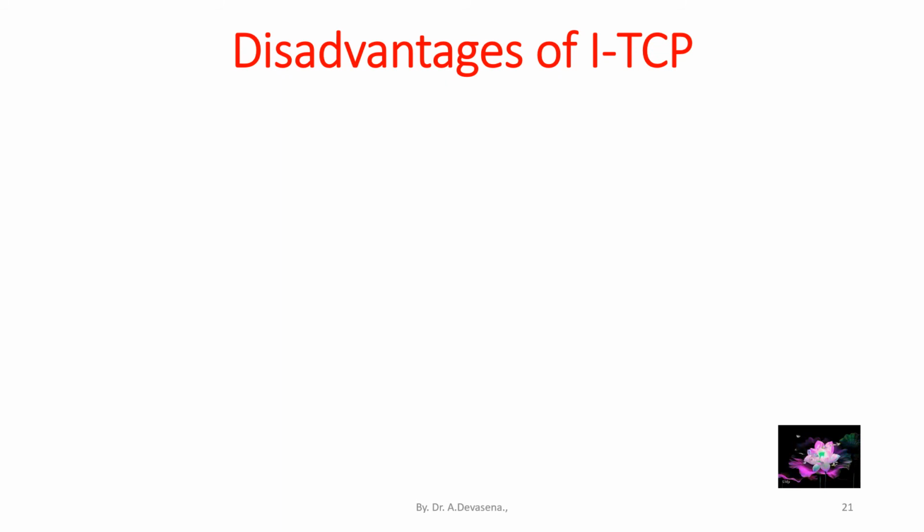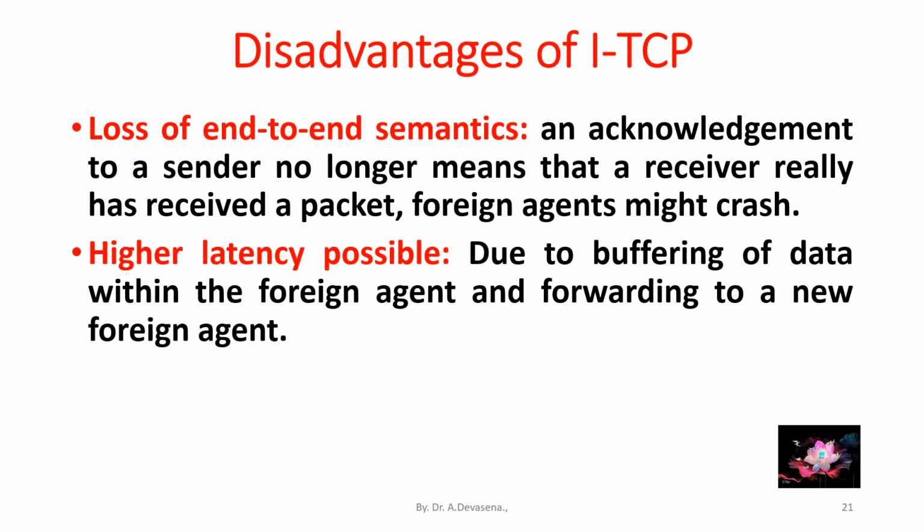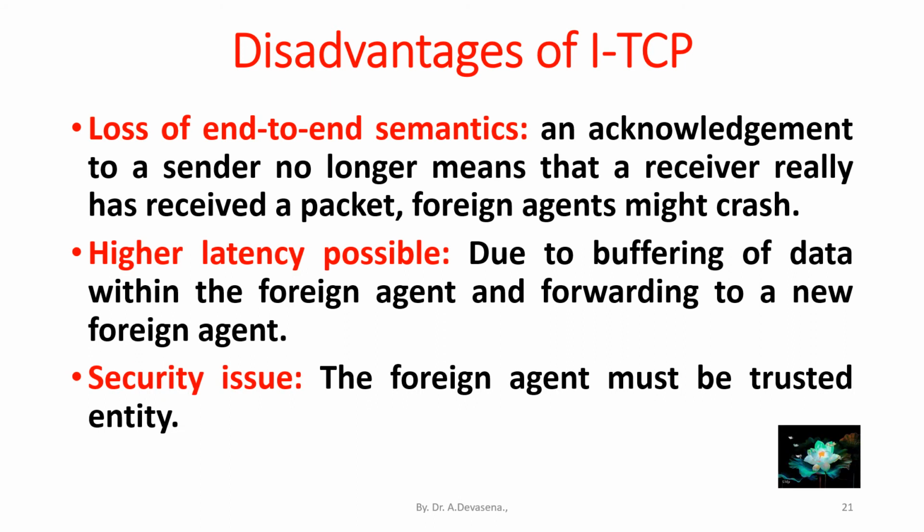Disadvantages of I-TCP. Loss of end-to-end semantics. That is, an acknowledgement to a sender no longer means that a receiver really has received a packet. Foreign agents might crash. Higher latency possible, due to buffering of data within the foreign agent and forwarding to a new foreign agent. Security issue. The foreign agent must be trusted entity.